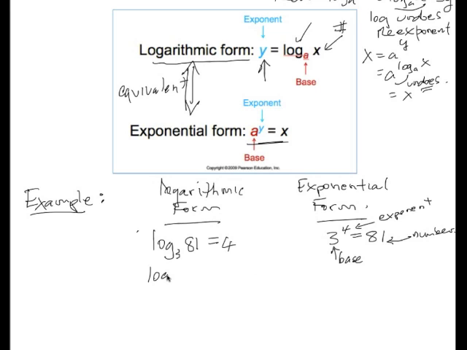Let's go back the other way. Let's suppose I have log, but the base is a half now, of 8 is equal to -3. Well, what does that mean in exponential form? Well, again, here's our base. This is our number. And this is going to be, of course, our exponent.